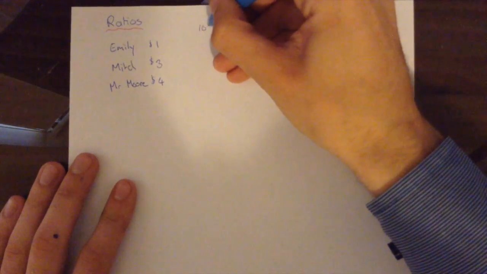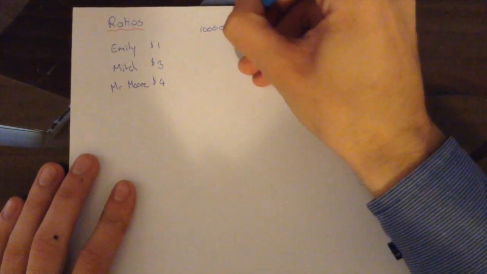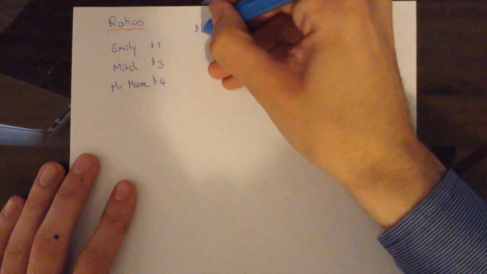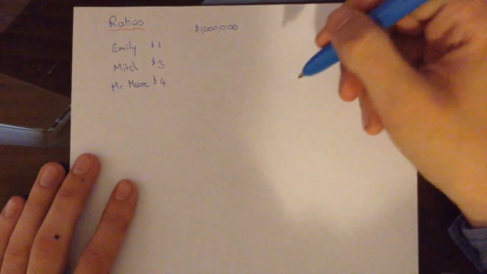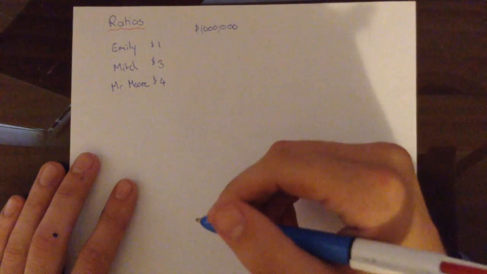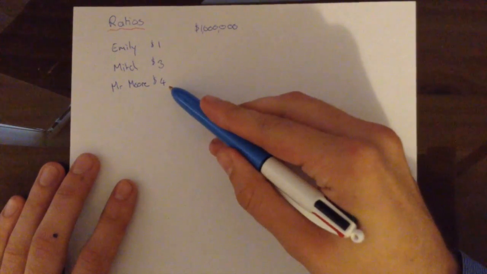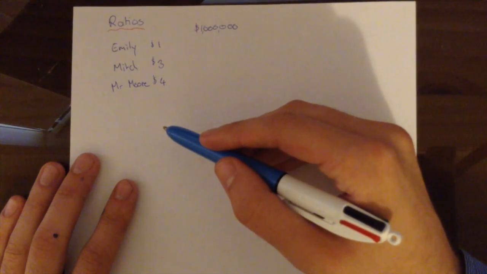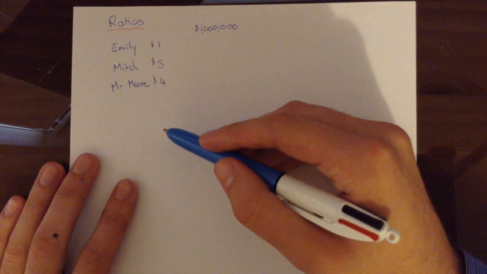All right, that is $1 million here, 1 with 6 zeros. So we won $1 million together. Now, do you think it's fair if I've paid $4, Mitch has paid $3, and Emily's paid $1, that we actually share that $1 million evenly? No, I don't think so. If I've paid more money, I think I deserve more of the share.